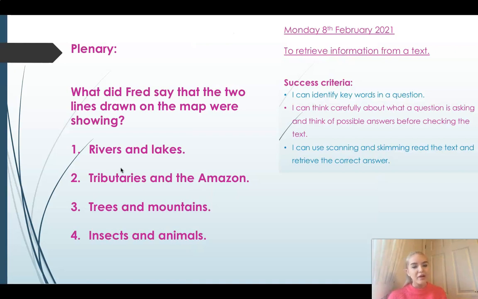So your plenary today. Today you have been able to identify the keywords in the question. You've been able to think carefully about what a question is asking you and think of possible answers. And then you check the text and retrieve the correct answer.